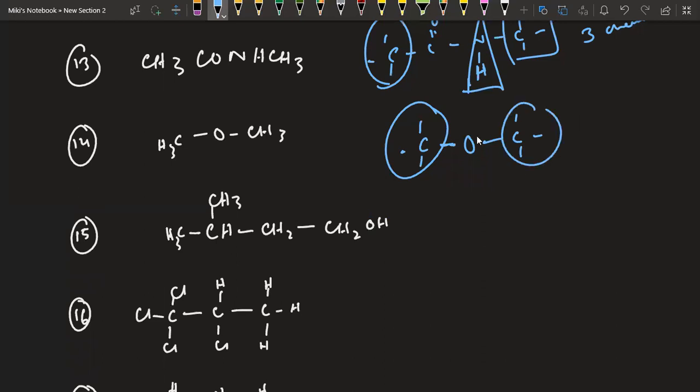Now, previously I told you about carbon connected with the same carbon. Use your common sense and try to understand. This CH3 and this CH3 look identical. Are they connected with something similar? Yes, they're connected with a single oxygen atom, isn't it?